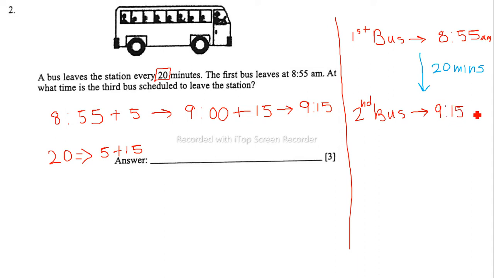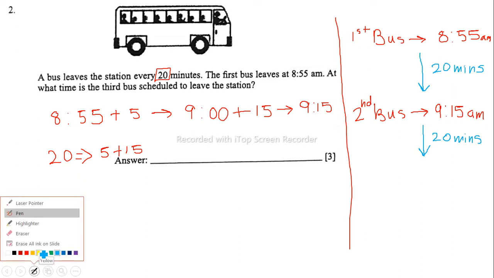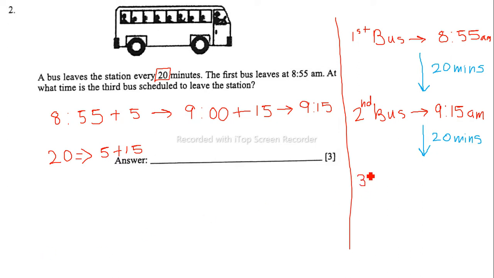But they didn't ask us for the second bus. What bus did they ask us for? The third one. And so we need to add another 20 minutes because every 20 minutes a bus leaves. So we gotta add 20 minutes to 9:15, which is 9:35. The third bus is gonna leave at 9:35 a.m. So the correct answer here is 9:35 a.m.